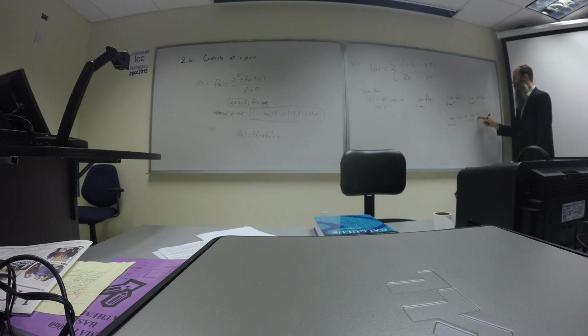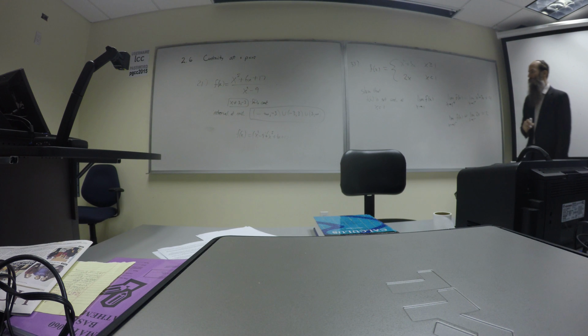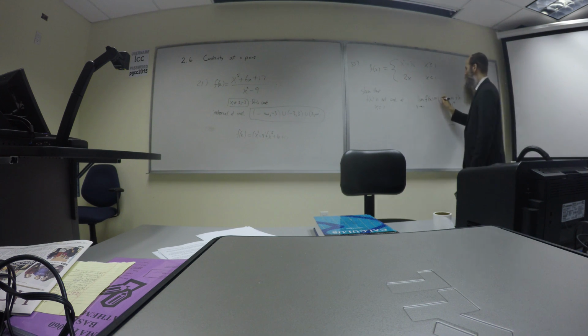To the left of 1, it's always 2x. So you're writing down a quadratic here, you're writing a line here. This is going to be a 2. Okay? So does the limit exist? No. The left and right limits are not the same. So therefore, this is a D and E.